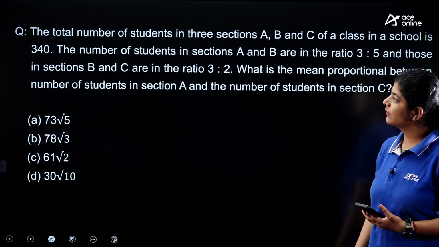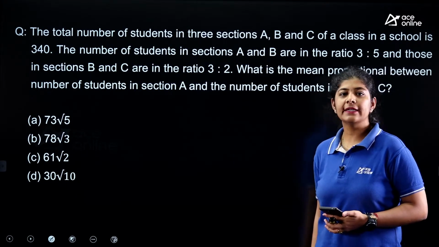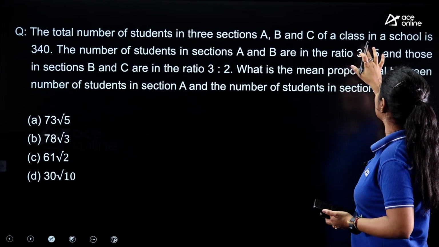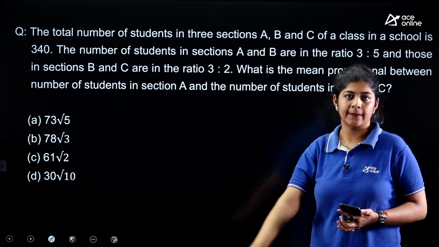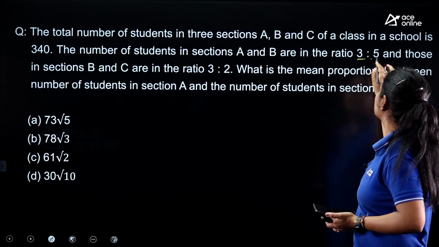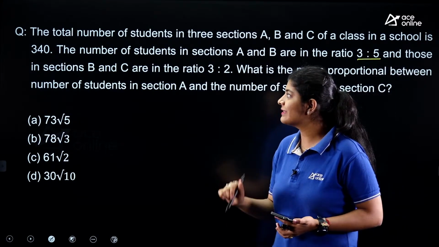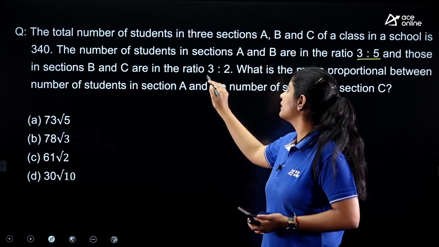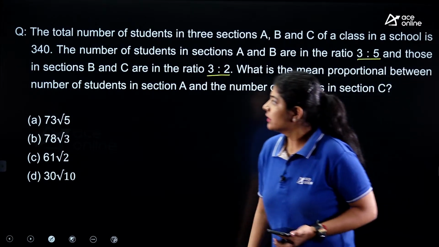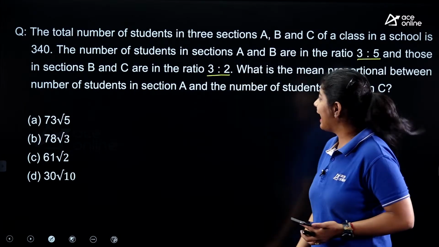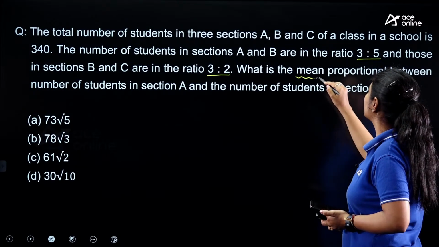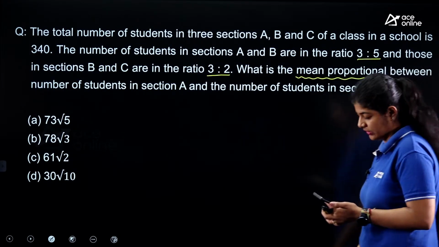Next. Okay. The next question says that the total number of students in 3 sections A, B and C of a class in a school is 340. The numbers in A and B are in the ratio 3:5 and those in sections B and C are in the ratio 3:2. What is the mean proportion between the number of students in section A and the number in section C? We need to find the mean proportional between these students.